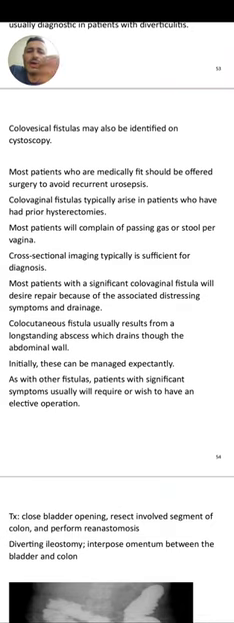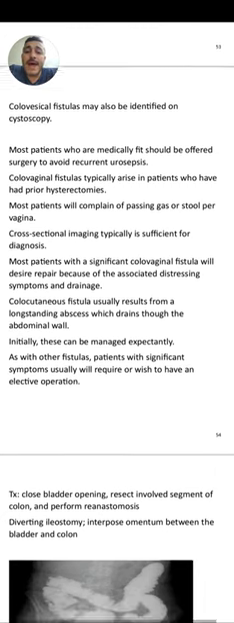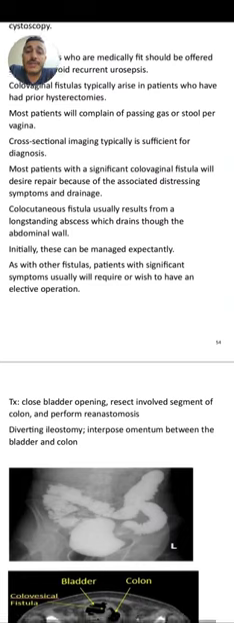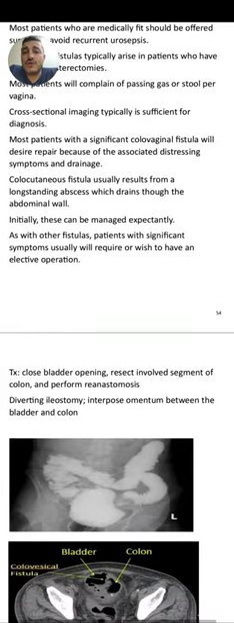Colovaginal fistula is also a disaster and presents especially in patients with a prior history of hysterectomy. This presents with gas and stool per vagina, and the imaging study is enough to pick up this complication, and eventually of course they need surgery.